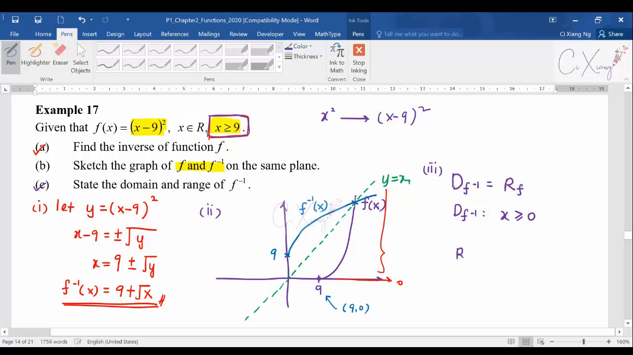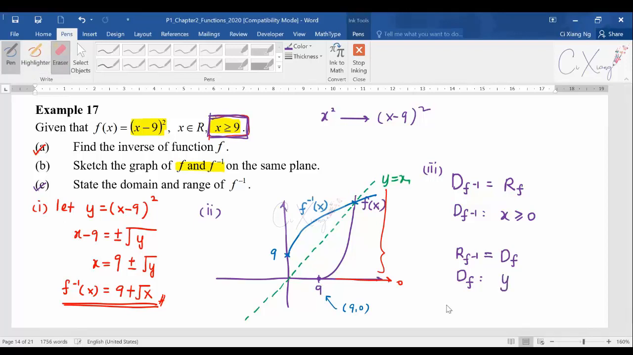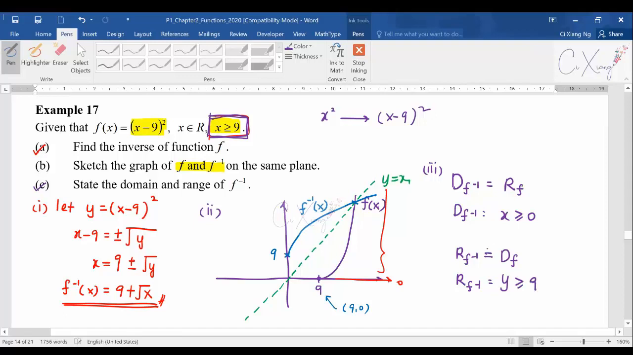And then after that, when you want to get the range of the inverse function, it should be the same as the domain of the function. So what's the domain of the function here? It is given in the question already, which is x greater than or equal to 9. Therefore, when you write it out, sorry, this one should be the range of the inverse function. So it should be y greater than or equal to 9.